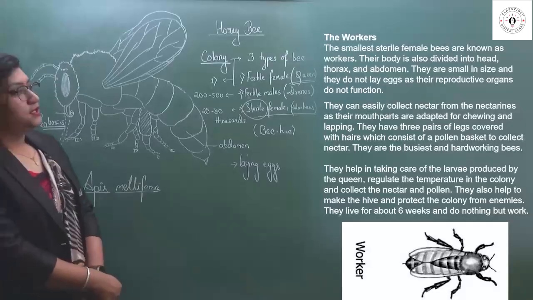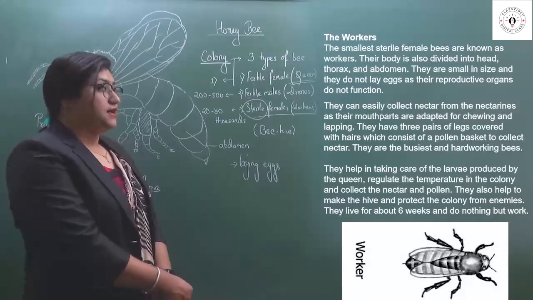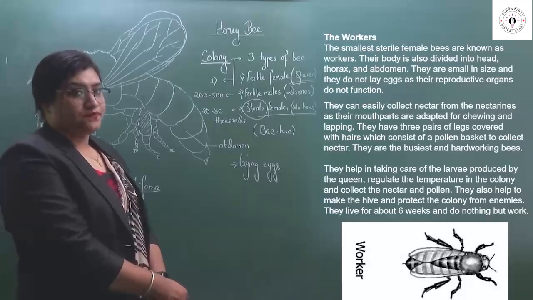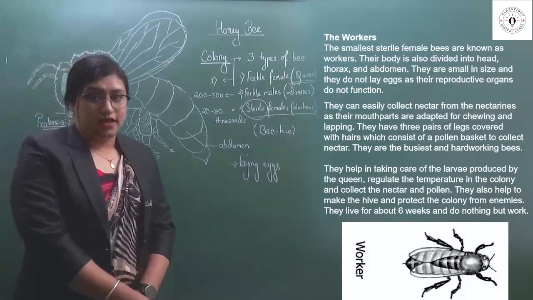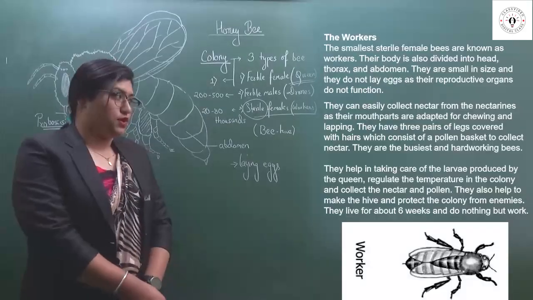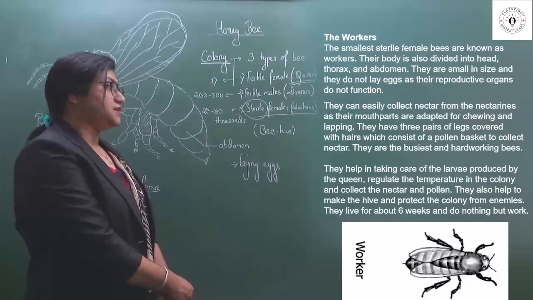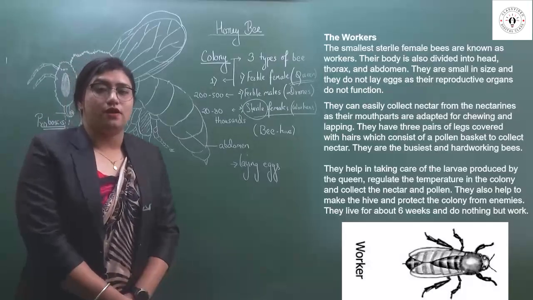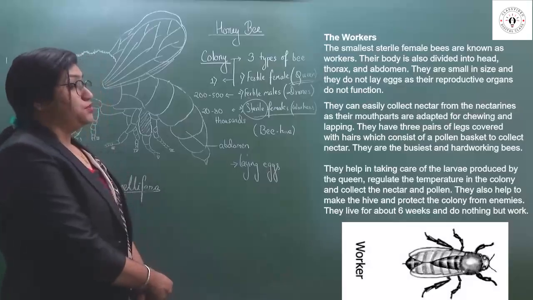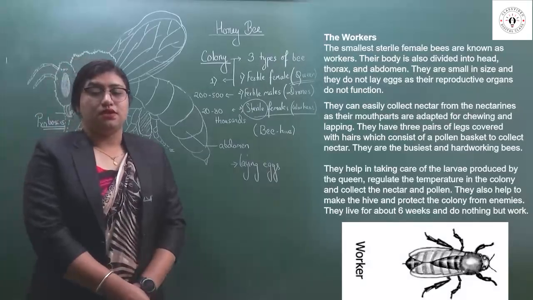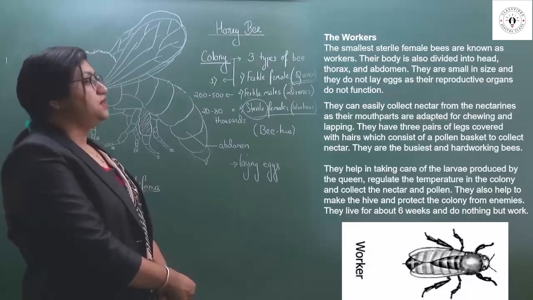Okay. Next, workers help in taking care of the larvae that have been produced by the queen. They also regulate the temperature in the colony and help in the collection of nectar and pollen. They also help to make the hive and protect the hive, or the colony, from several intruders or enemies. That is why the worker bee is the busiest one, because all the work that is to be done in the beehive is given to the worker bee.